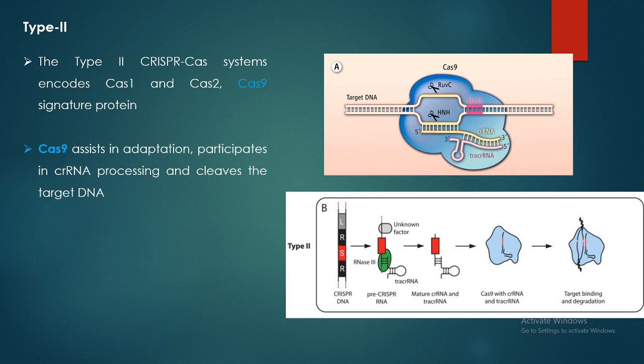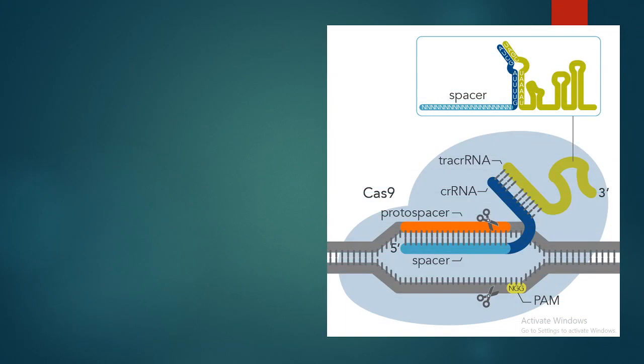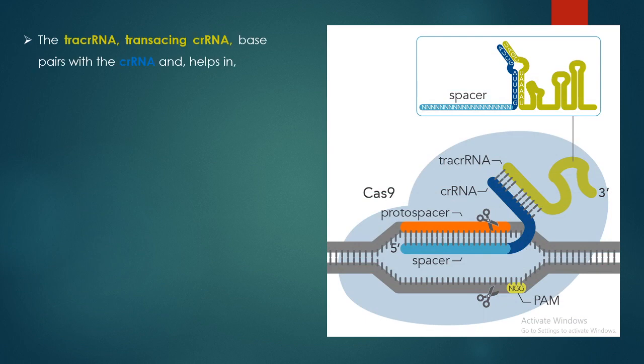Upon expression of the CRISPR locus, when a precursor CRISPR RNA is formed, it is processed by an unknown factor, the RNase 3 enzyme, and the Cas9 enzyme to form a mature CRISPR RNA, which then associates with Cas9, also assisted by a tracrRNA. A tracrRNA, which stands for trans-acting CRISPR RNA, forms a heteroduplex with CRISPR RNA, as we have seen in an earlier session.